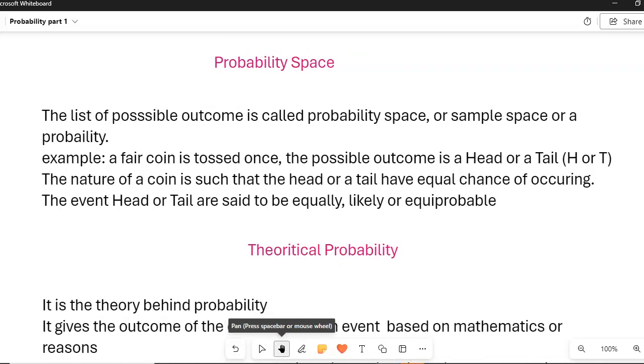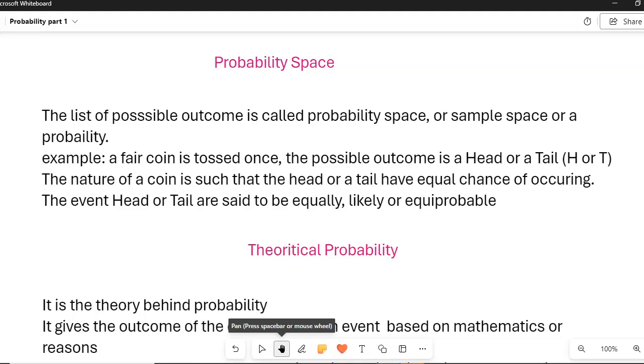The next thing that we need to understand is the probability space. We can look at it as the list of the possible outcomes in a given scenario. The list of possible outcomes is called the probability space or sample space. Those are the outcomes that we expect from a given event.